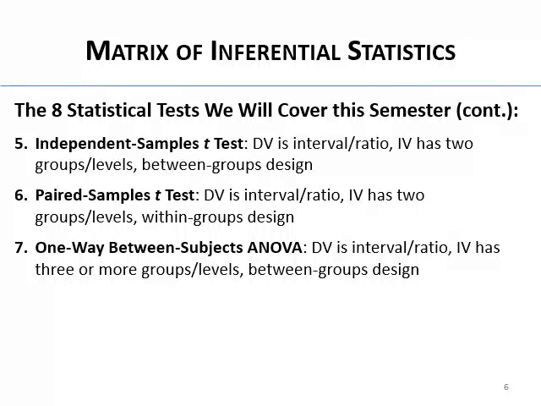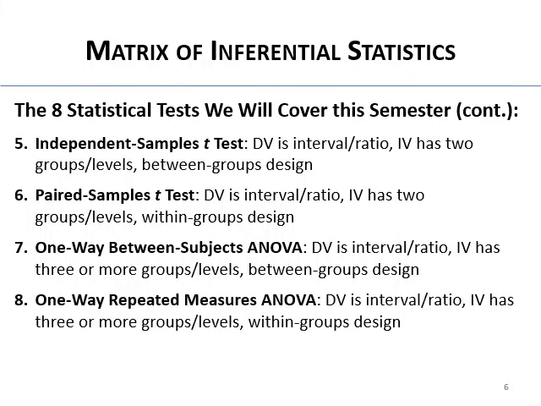Well, it's when you've got a DV that's interval or ratio, which basically puts you on the bottom row of the matrix, right? The IV has 3 or more groups, so it can be 3 to X, right? And you've got a between groups design. So DV's interval ratio, 3 or more groups, between design: one-way between subjects ANOVA.